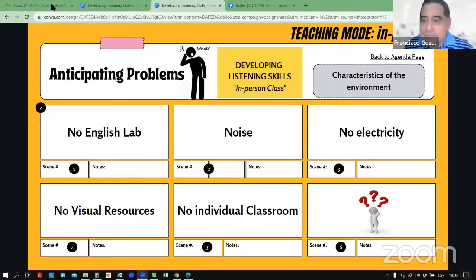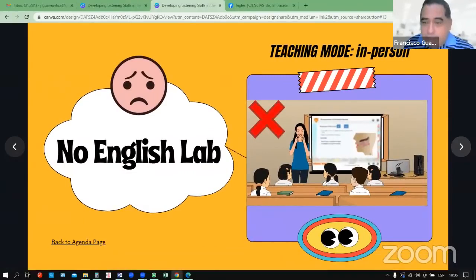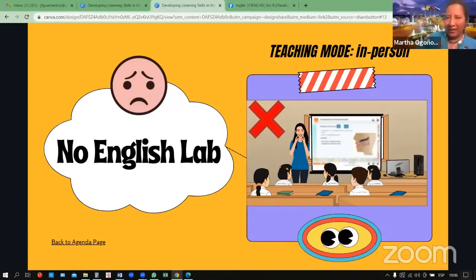reading, writing, speaking. Yeah. Okay, Edina Cárdenas is saying that she doesn't have internet. Okay, keep watching, Edina, because we are talking about that later, okay? So no English lab, Marta, you can see that this is maybe a problem that many public schools are facing. It's our reality. No English lab, but that is not the reason why we cannot work on listening skills.